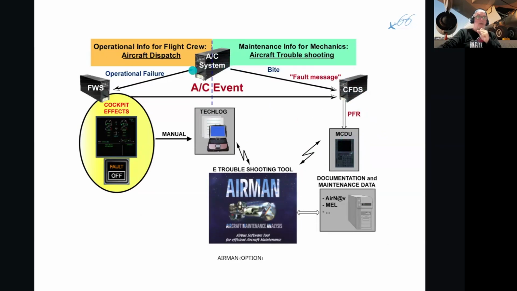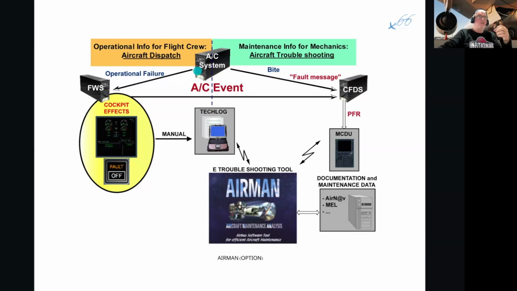All right. The aircraft event also sends an immediate warning, which provides the cockpit effects. Cockpit effects are, what did the pilot actually see? Oh, I saw a red light, I saw an amber fault light, and I saw an indication.